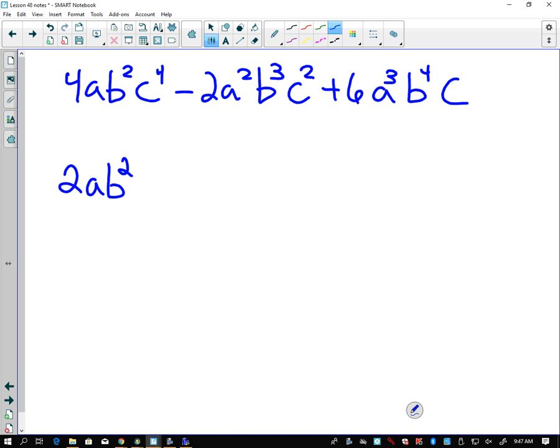What about c? C to the 4th, c squared, and c. Just c, right? That's it. This is your greatest common factor. That's the largest thing I can take out of all 3 of those terms. Does that make sense? Is that easier than what we were worried it might have been? Okay. All right, we'll stop right there.